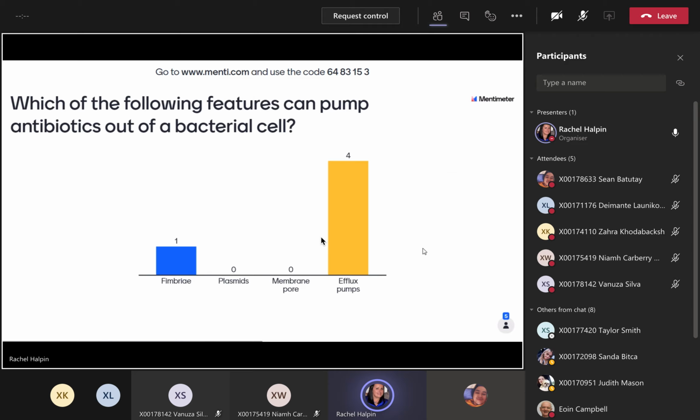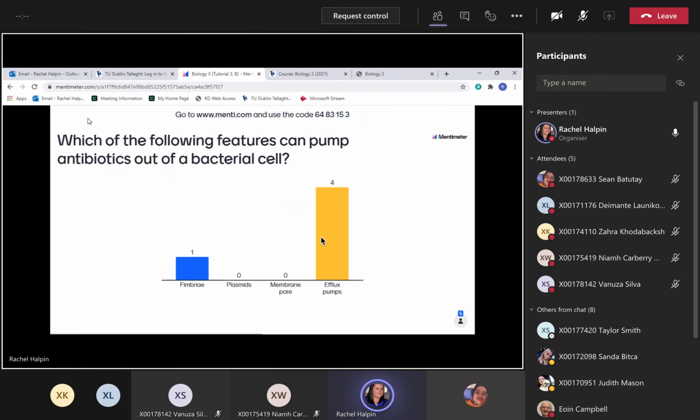Okay, so efflux pumps is the correct answer. Fimbriae are just like tails that the bacteria swim using. Plasmids are inside the cell. They don't really do that type of work where they pump things out of the cell. Membrane pore, not necessarily. It's just a kind of opening in the cell wall. So efflux pumps is the correct answer. Well done to the 4 of you who got that right.